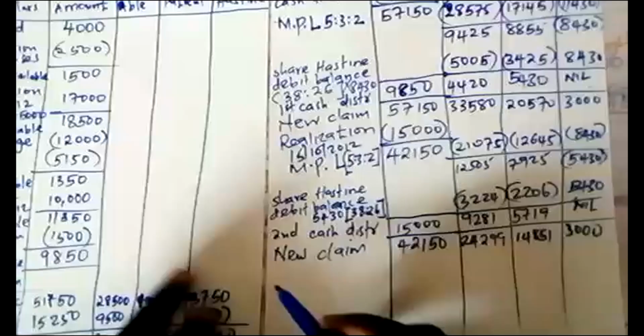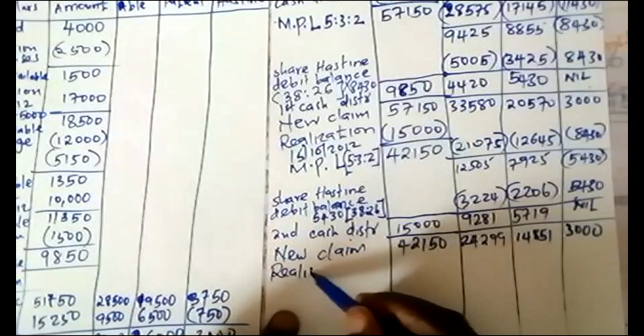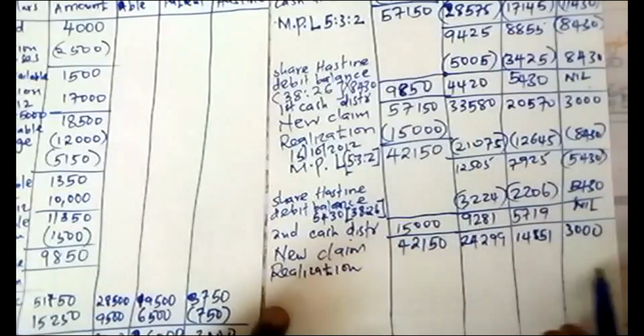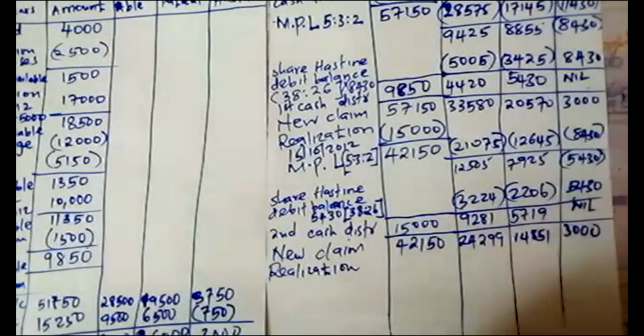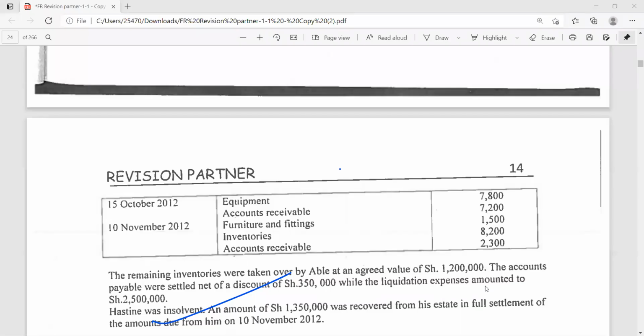After that, we go to the last realization. The last realization was on which date? 10th November. So this is 10 November. The total amount there, you can see sold furniture, inventories which is stock, then he recovered some amount from the debtors, which is 2,300. So that total amount is 1,500 plus 8,200, that is 9,700, plus 2,300. So anyway, give me the total.